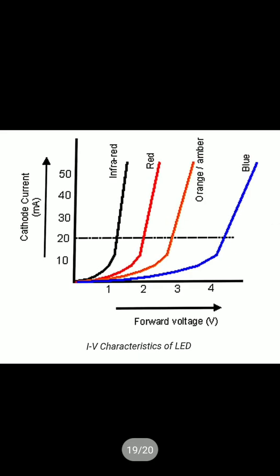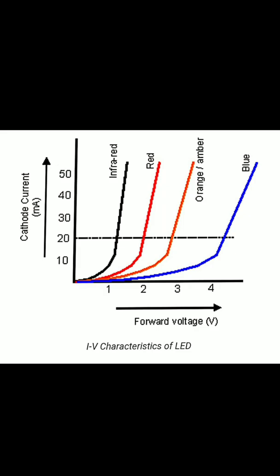This is the IV characteristics curve for LED. Here you see four graphs, because it depends upon the color of light, since the photon has energy h into f, and the frequency of each color of light is different. If it is infrared, like from a TV remote, we cannot see it, it is not visible to us. So the black one is infrared.